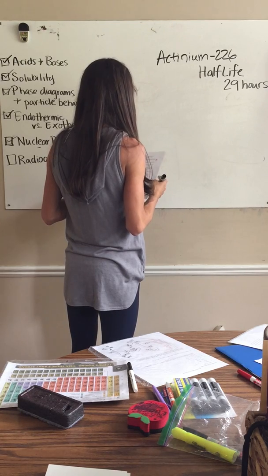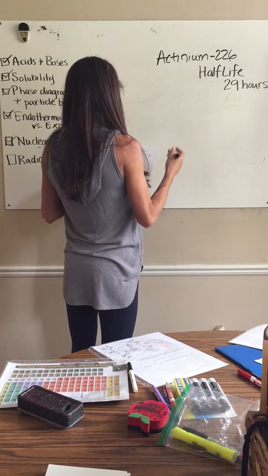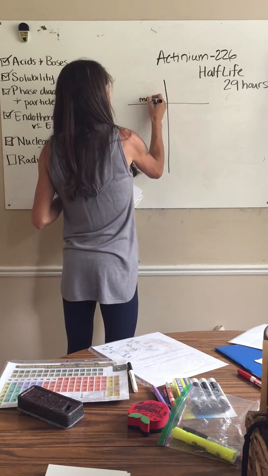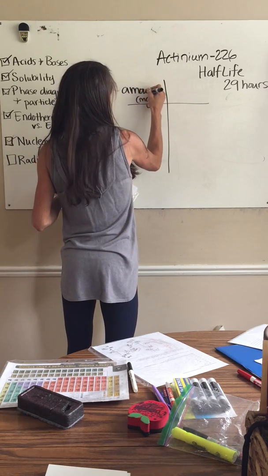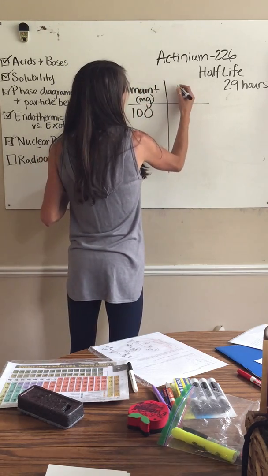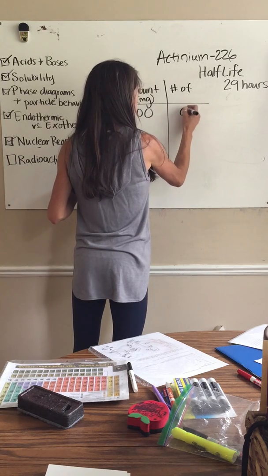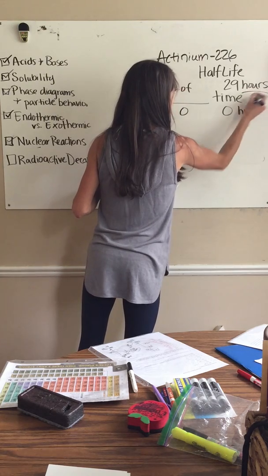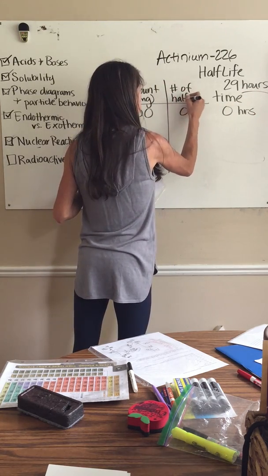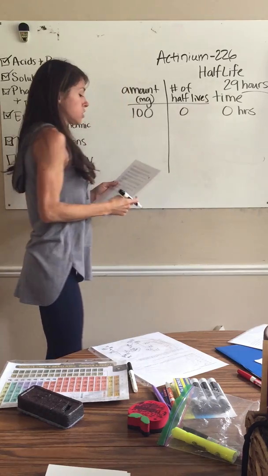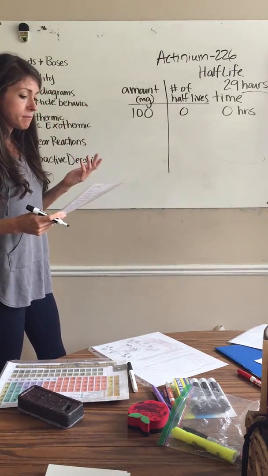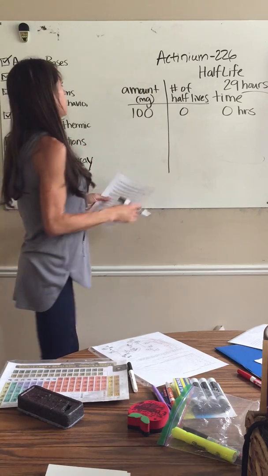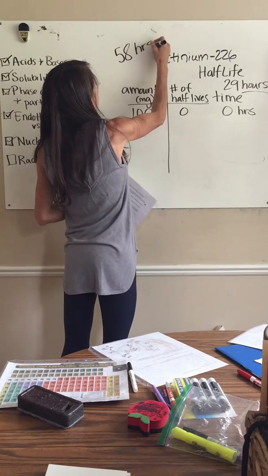And let's say we start with 100 grams, okay, or 100 milligrams. So our amount is measured in milligrams. We've got 100 milligrams and the number of half-lives. At a half-life of 0, that means that the time that's gone by is 0 hours, since we're talking about hours, all right? So we're starting with time of 0. It wants to know how many milligrams of actinium will remain after 58 hours. So after 58 hours, I'm just going to put a question mark.